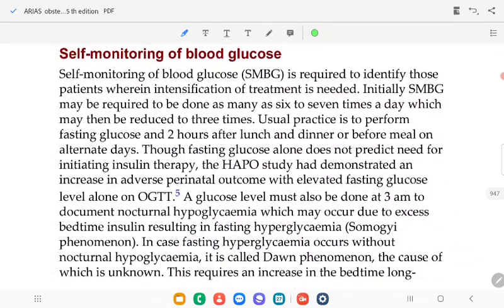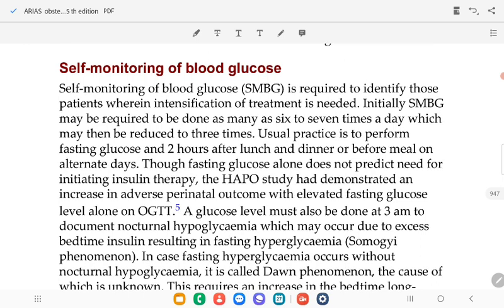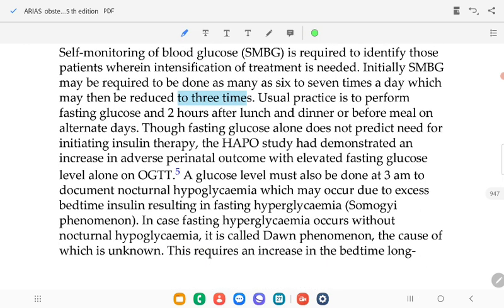Okay, self-monitoring of blood glucose. The SMBG is required to identify those patients where intensification of treatment is needed. Initially, the SMBG may be required as many as 6 to 7 times a day, which may then be reduced to 3 times. The usual practice is to perform fasting glucose and 2 hours after lunch and dinner, or before meals on alternate days.